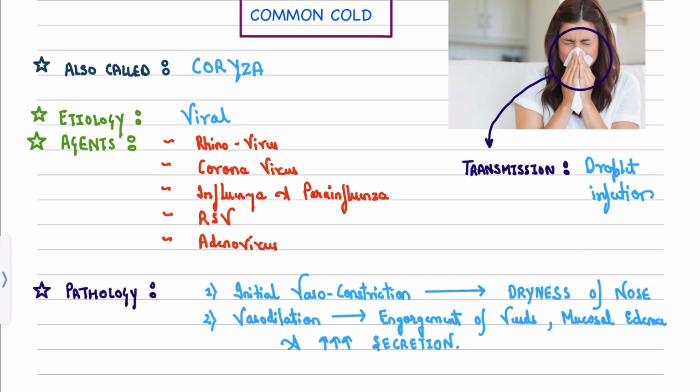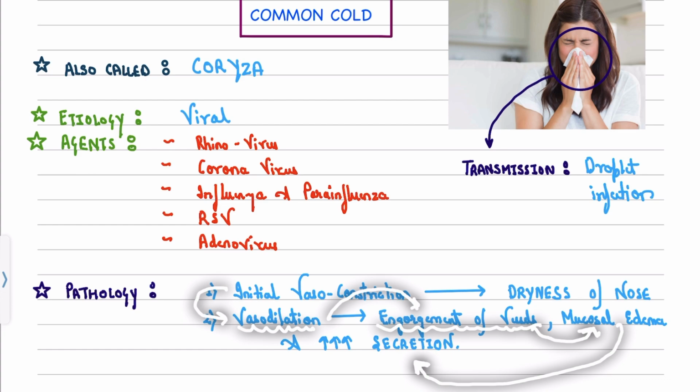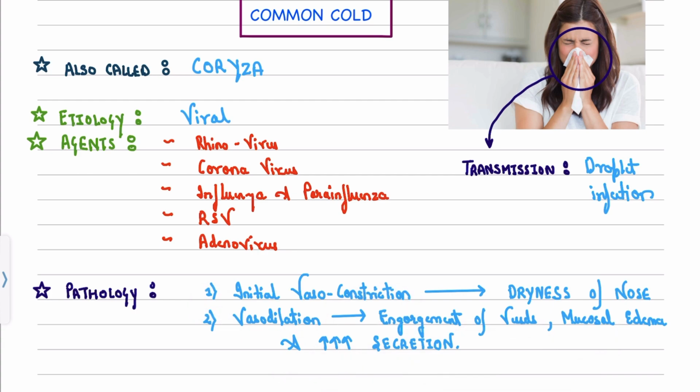After the initial vasoconstriction, there is reflex vasodilation in the nasal cavity. This reflex vasodilation leads to engorgement of vessels, that is, filling of vessels with blood, and this leads to mucosal edema, and finally mucosal edema leads to hypersecretory nasal mucosa, because of which we get a runny nose, due to increased secretion. So initially there is vasoconstriction, then reflex vasodilation, and finally this leads to excessive secretion, mucosal edema and engorgement of vessels.